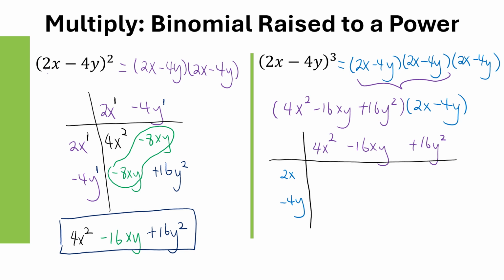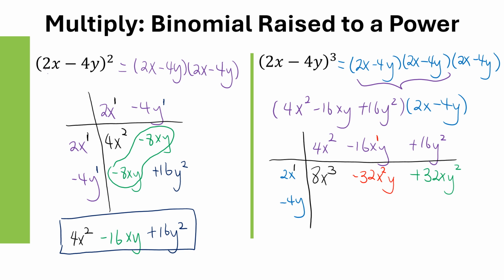So now what we have here is 2x times 4x squared will give me 8x to the third power, because again, when you multiply, add the exponents. 2x times negative 16xy will give you negative 32x squared y. So again, don't forget to add the exponents for x. 1 plus 1 is 2. And then 2x times positive 16y squared will give me positive 32xy squared.